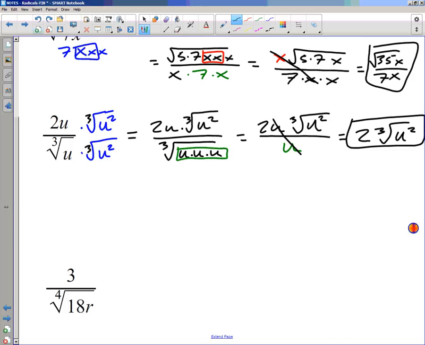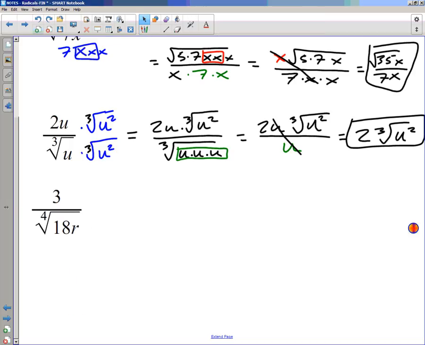Now this is a problem in particular that you would not have been able to do using the basic algebra 2 method, which was just to multiply by the same radical top and bottom. You would have gotten the wrong answer if you attempted to do that. Same thing with this next one.